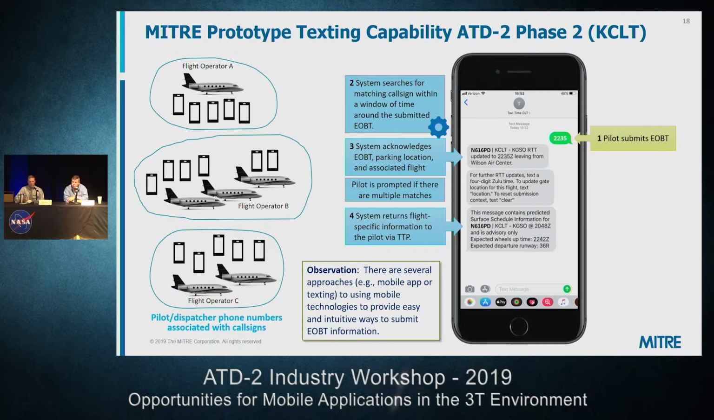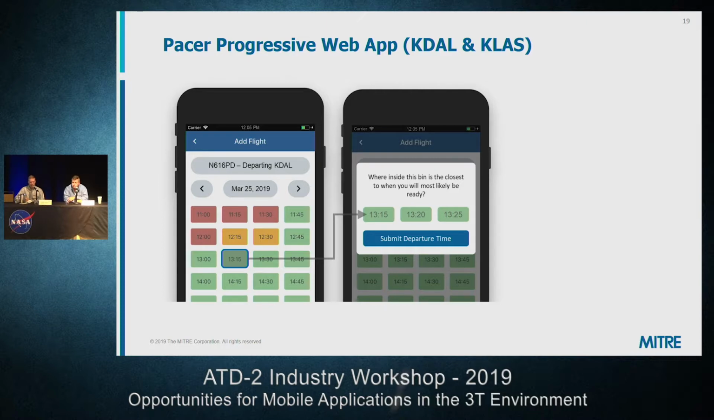So yeah, that's the texting example. So now what we're doing in terms of how we collect information using the Pacer web app, it's more button oriented. So the pilots can select a date, and then within that date they get a series of boxes that correspond to 15-minute time bins. So in Las Vegas, we're using 15-minute bins since it's a little more strategic. In Dallas, we want something a little bit more precise.